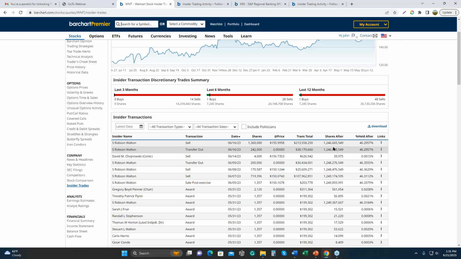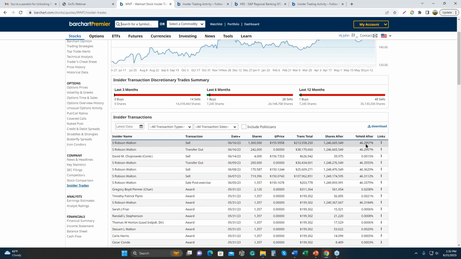Maybe Mr. Walton's just selling some shares because he needs some pocket money, taking a little bit of profit out of the market, especially when we look at this in the context of his percentage of holdings. The percentage of holdings in these transactions is very, very minuscule. In other words, not very insightful or informative, even though this is selling.